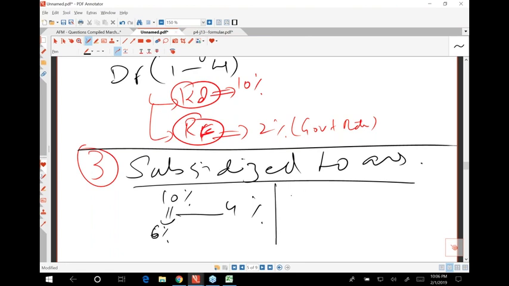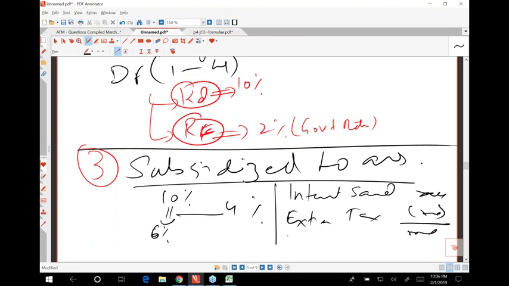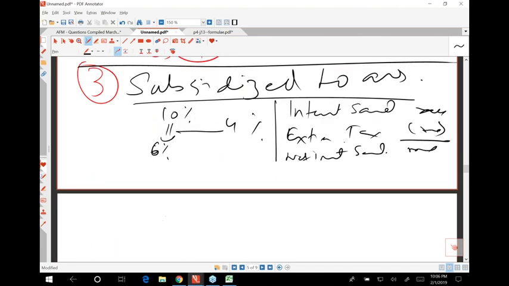So what we generally do is that we say that the interest saved, and then extra tax on it. Resultingly, that's the net interest saved, and we discount them accordingly.